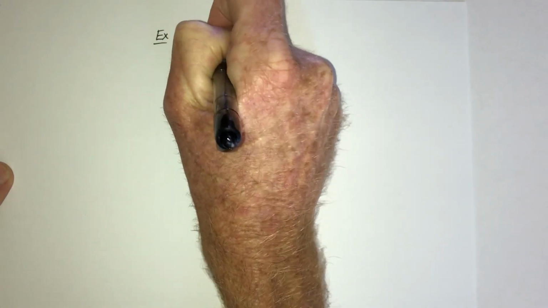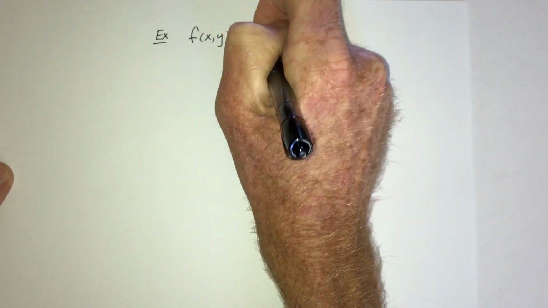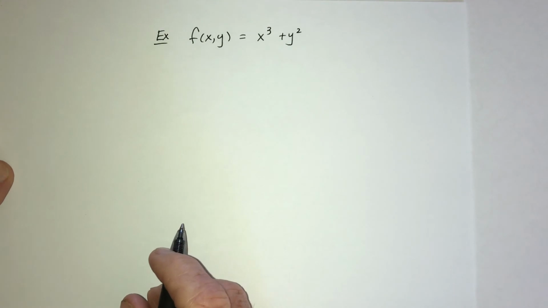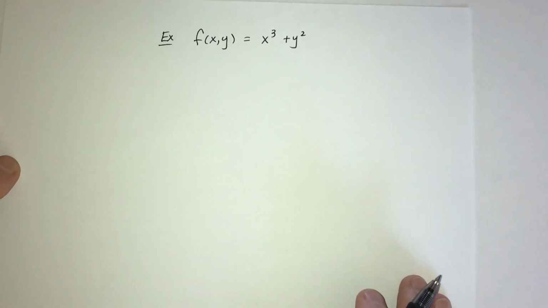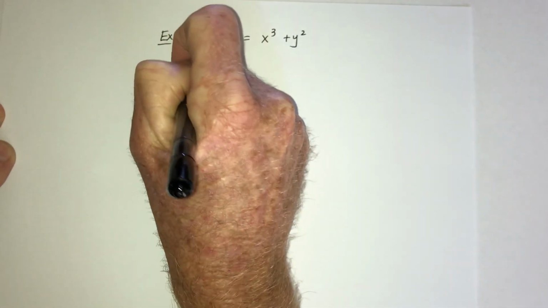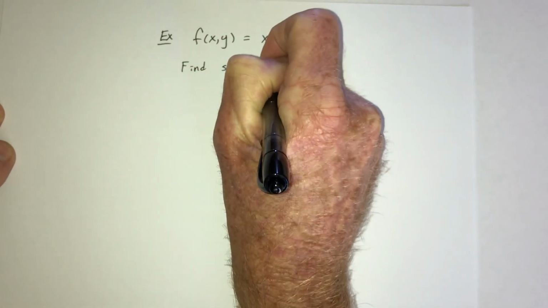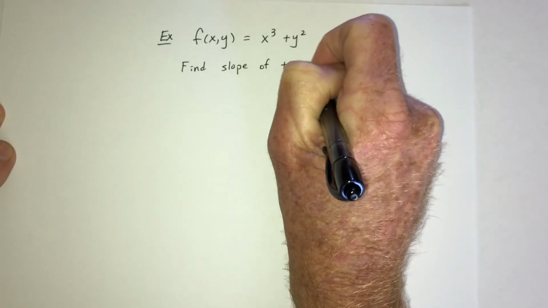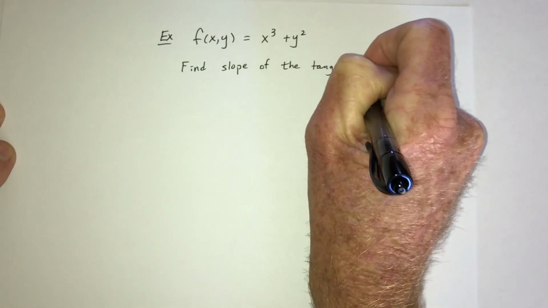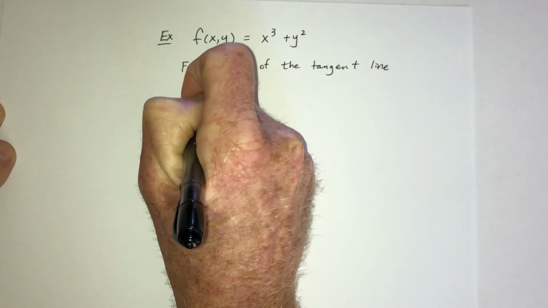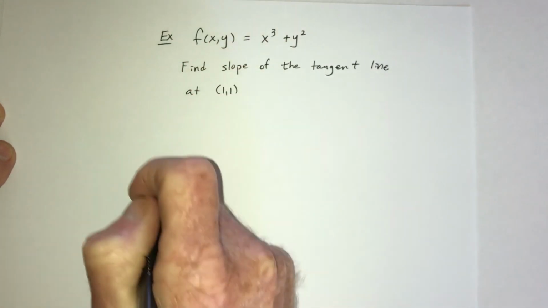The function is equal to x cubed plus y squared. So this, I pretty much stole from the homework. And so far, it looks like it's not going to be any different than what we've done before. But check this out, the directions. Find the slope of the tangent line at 1, 1.